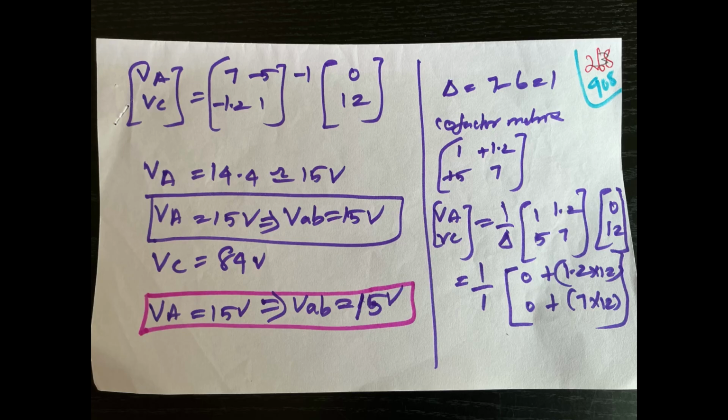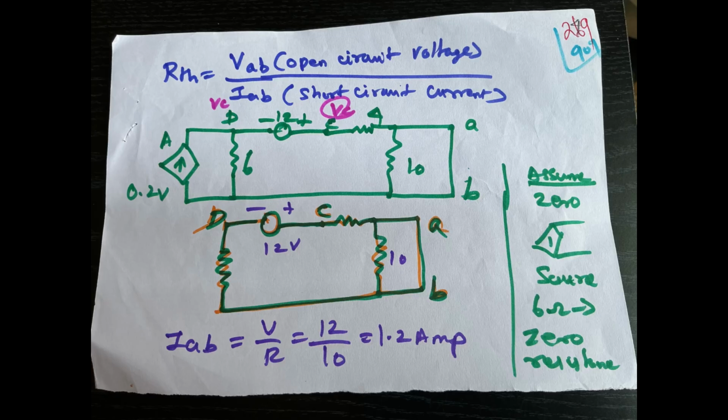Next, we find RTH, the Thevenin resistance. For RThevenin with a dead source circuit, that is zero voltage sources, we find the Thevenin resistance. In this circuit, we find the Thevenin value differently. From the circuit, the first formula: RTH is VAB divided by IAB. VAB is the open circuit voltage divided by IAB, the short circuit current. That is an important point.